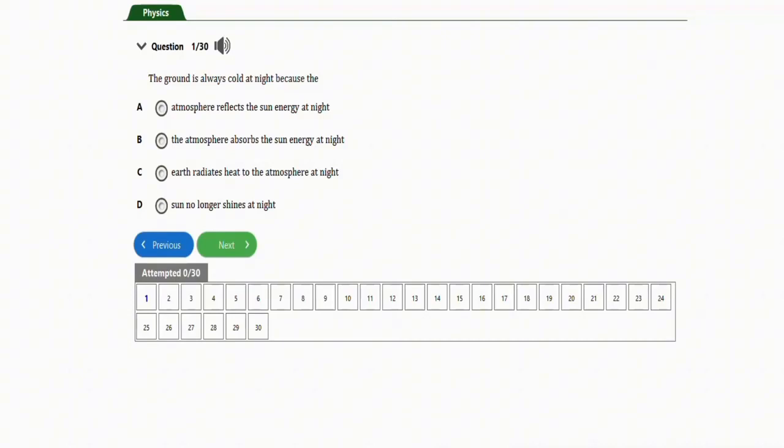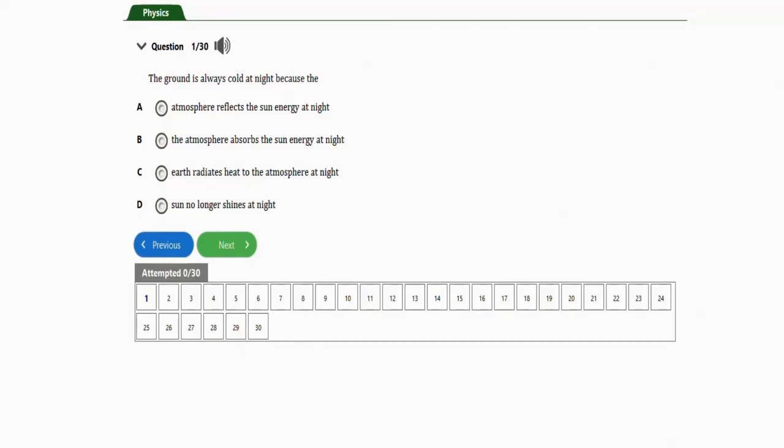Alright, so the first one here says, the ground is always cold at night because the A. Atmosphere reflects the sun energy at night. B. The atmosphere absorbs the sun energy at night. C. Earth radiates heat to the atmosphere at night. D. Sun no longer shines at night. So guys, the correct option to this question is Earth radiates heat to the atmosphere at night. Alright, so that's it for this question one.